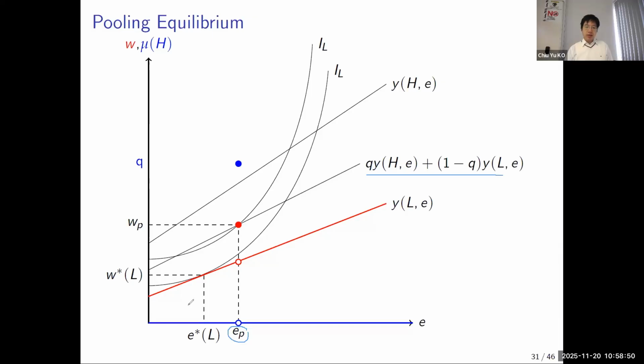And the belief is represented by the blue color. So if you see an education other than E P, you get 0. If you see E P, you think it is Q, the high type. And this will support the wage here, right? And the wage you will give is this. If it is not E P, they will get a low salary. Otherwise, you get this high one. Okay. So now let's see if.